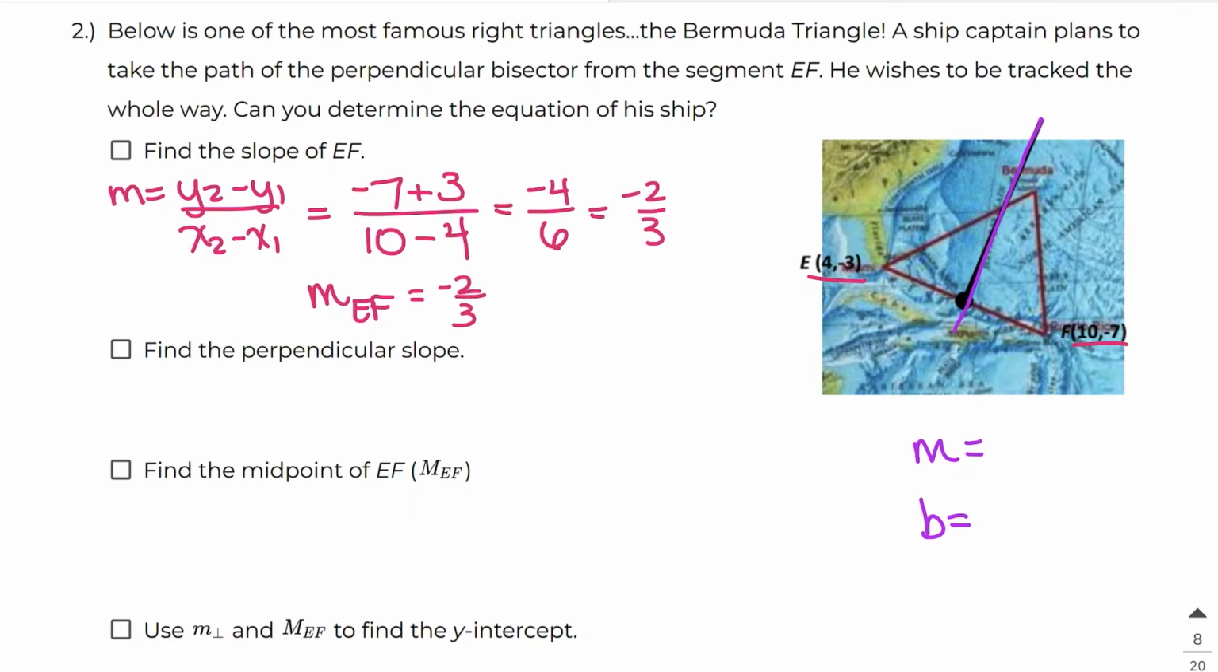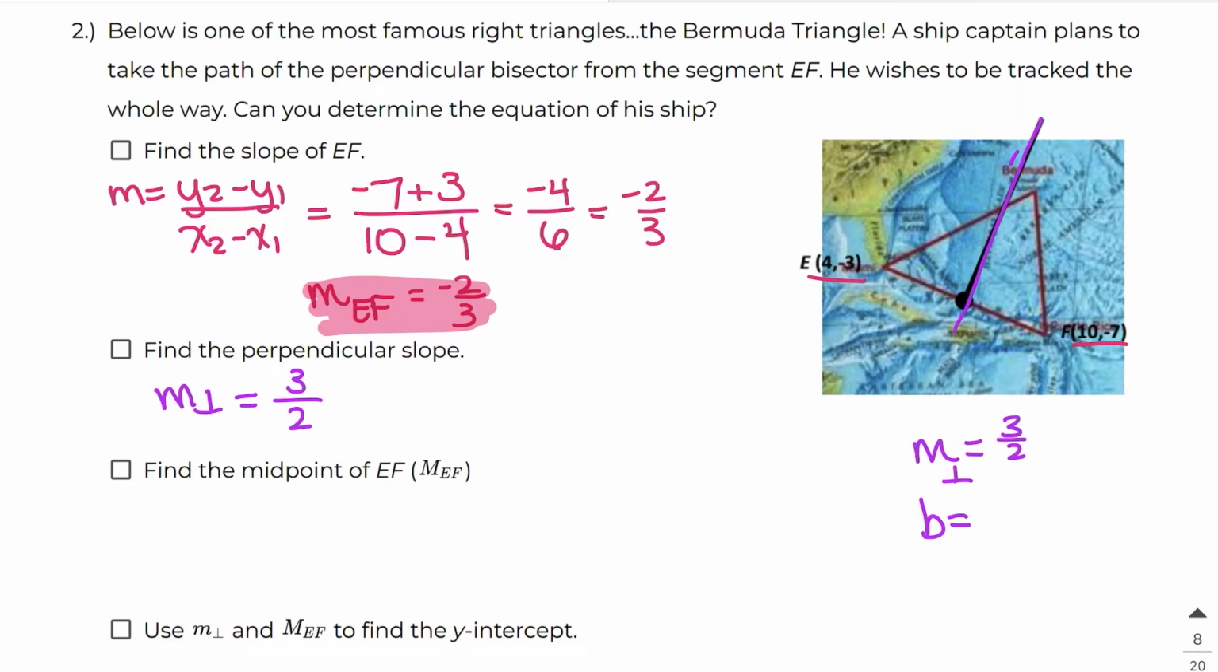So let me just highlight this because this is important. But I don't want to use the slope of EF. I want to find the slope of the perpendicular bisector. So the perpendicular bisector slope is the negative reciprocal of EF. So instead of negative 2/3, I change it to a positive and I flip it. Reciprocal means you flip it. So we know here the m perpendicular is going to be 3/2.